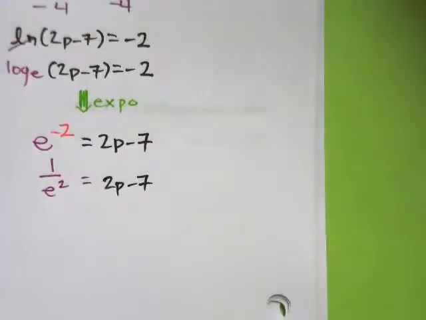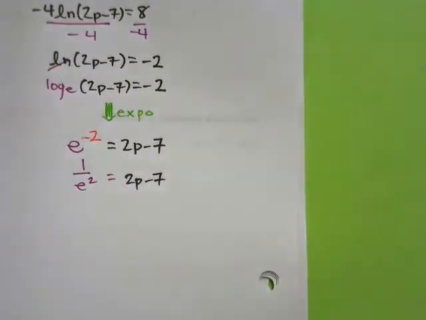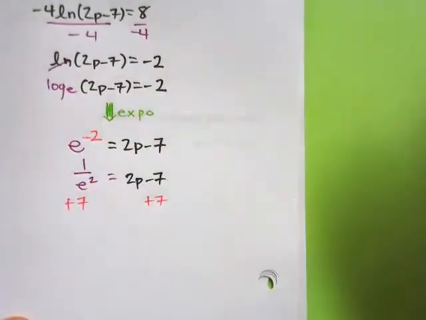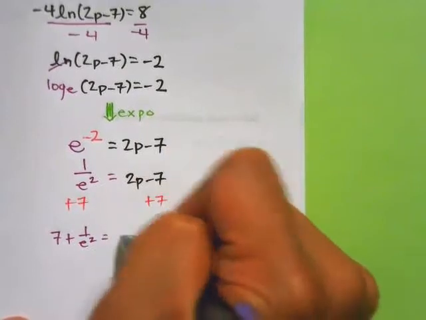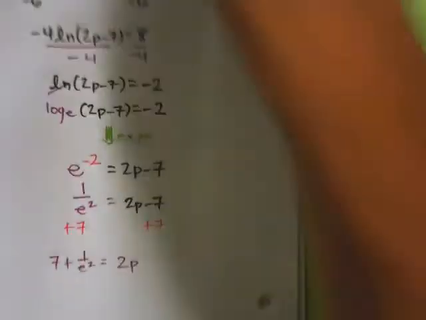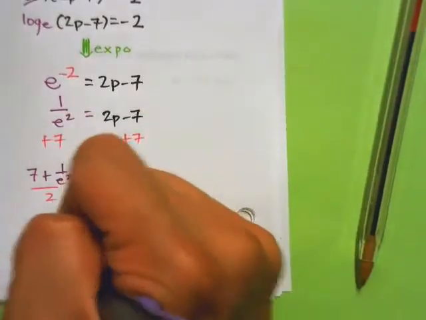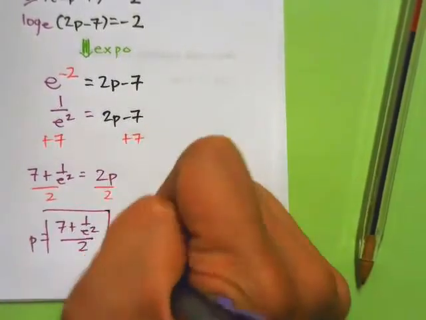Oh, this is going to get super, super messy. I mean, I'm not worried about it, it's just that I feel like the answer key is going to do it as one fraction. 7 plus 1 over e squared is equal to 2p, and then we're going to divide both sides by 2. Okay. I am going to accept this, and this is fine.